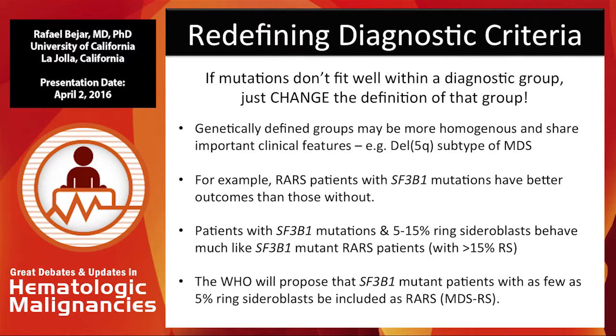And in fact, even patients who fall outside of the traditional diagnostic criteria of MDS, those patients that maybe only have 5 or 10% ring sideroblasts, if they have an SF3B1 mutation, they behave much like their counterparts who have more than 15% ring sideroblasts. This was shown in a recent paper by Luca Malcovati and his group. So the WHO has actually taken this to heart, and in the next iteration of their guidelines, which will be published in a few months, they now include a category that expands the umbrella of MDS to include patients who are SF3B1 mutant and only have 5% ring sideroblasts.